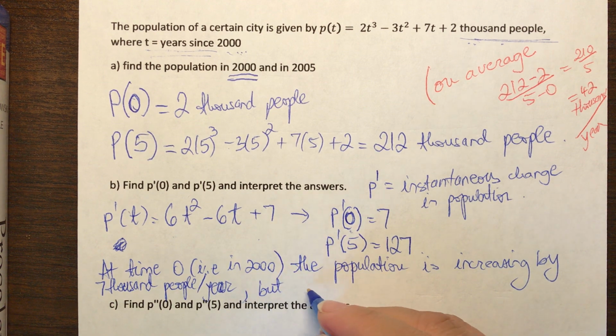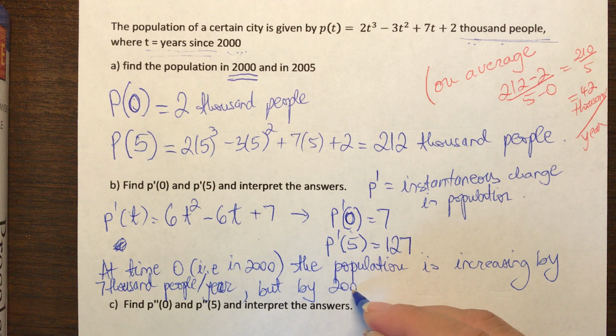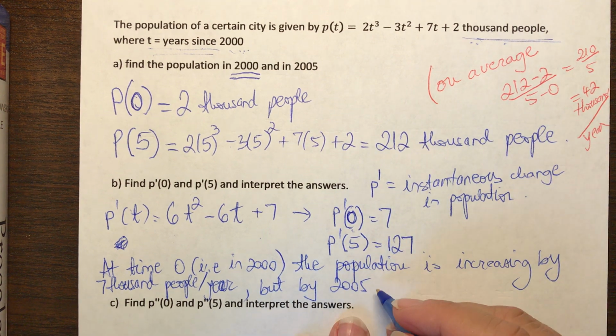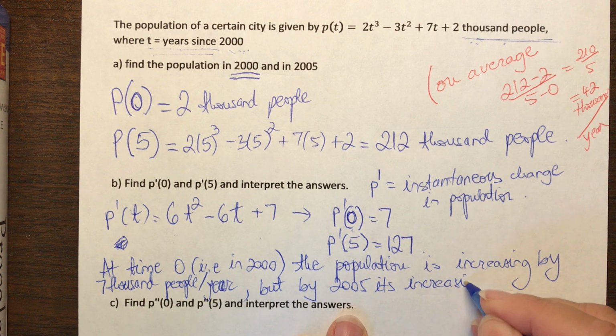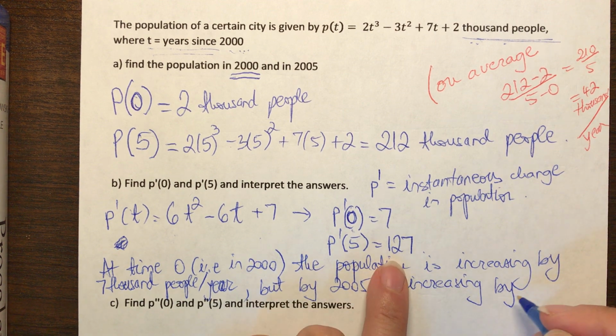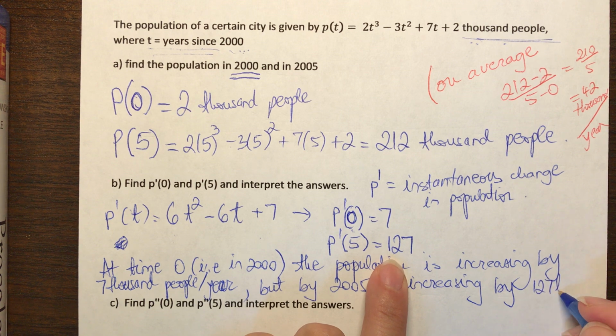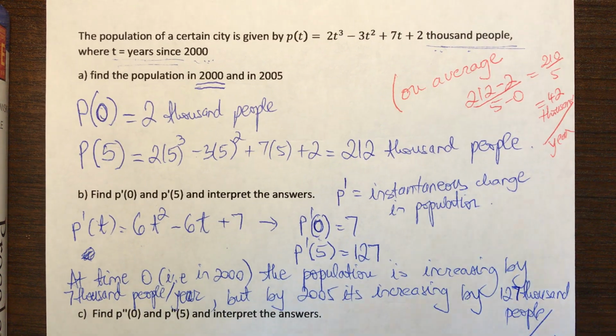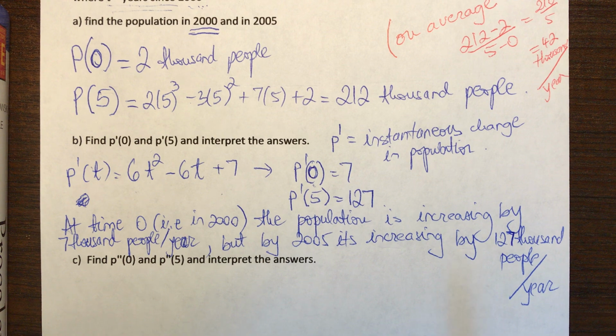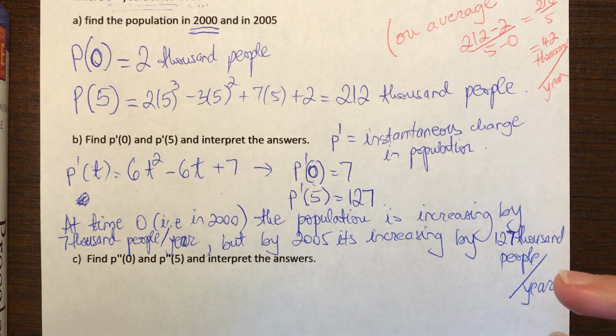But by 2005, it's increasing how fast? By how much? By 127,000 people per year. Okay, so it's increasing faster and faster. Now, on average, about 42,000 people per year. However, what? It was starting slow, slow, slow, and it went up way faster.